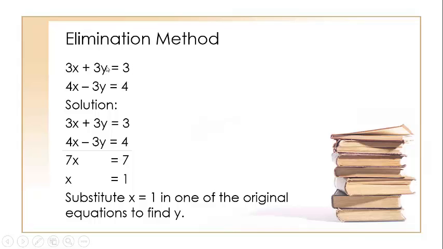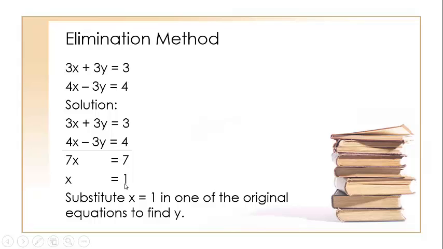Quickly, we can see that if we add these two equations together, the y would be eliminated. So let's do that. Let's add each of the columns together. So we're going to do 3x + 4x, that's 7x. Positive 3y - 3y, that goes to 0. And 3 + 4 is 7. So now we have 7x = 7. And we divide both sides by 7, and we get x = 1.